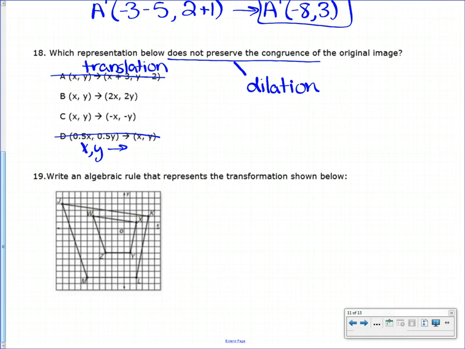Letter C, negative x, negative y, that's a rotation. Because there's no scale factor here. Letter B is the dilation. Our scale factor is 2, which means the image is going to get double the size.